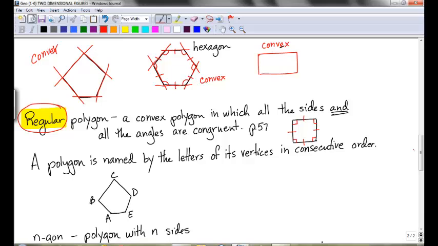Could I start at a different letter? Yes. But if I start at B, then it's got to go B, C, D, E, A. Most of the time they're going to do it alphabetical. But they have to be in consecutive order. Like if I said it was pentagon B, D, C, no, that's not right. It's got to be in order all the way around.